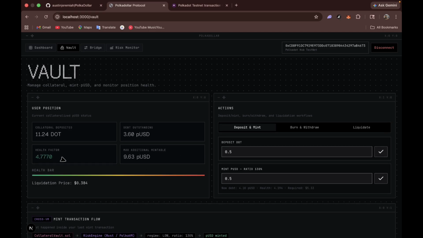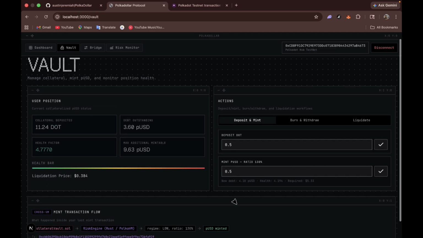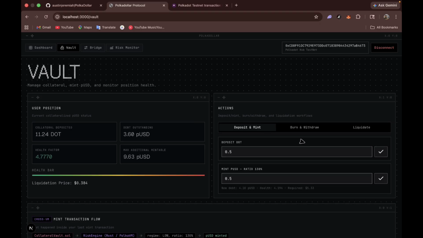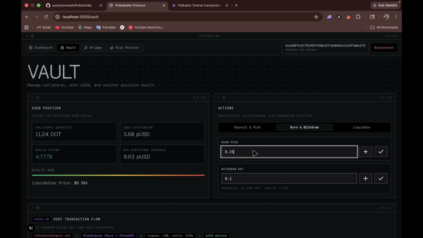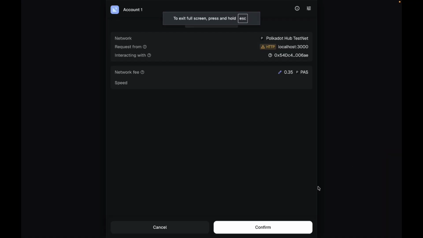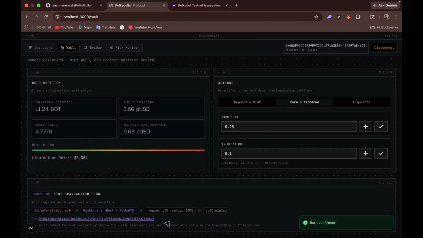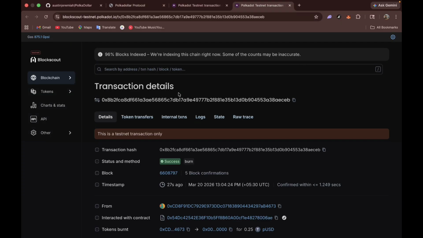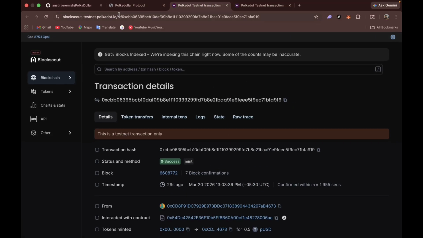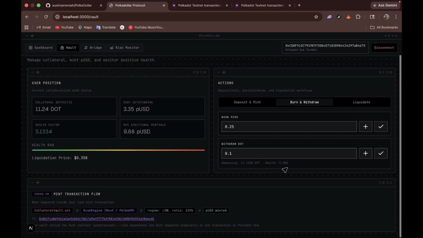So we can see the change in the collateral deposit, which is 11.24 DOT right now, and let's burn some tokens. Now I repay some debt and withdraw the collateral. I'm burning 0.25 PUSD, and the vault destroys these tokens and reduces my debt, and we need to sign the transaction. We can also view our transaction here by navigating to the transaction hash. It has interacted with my contract, and the status is success and the method is burn.